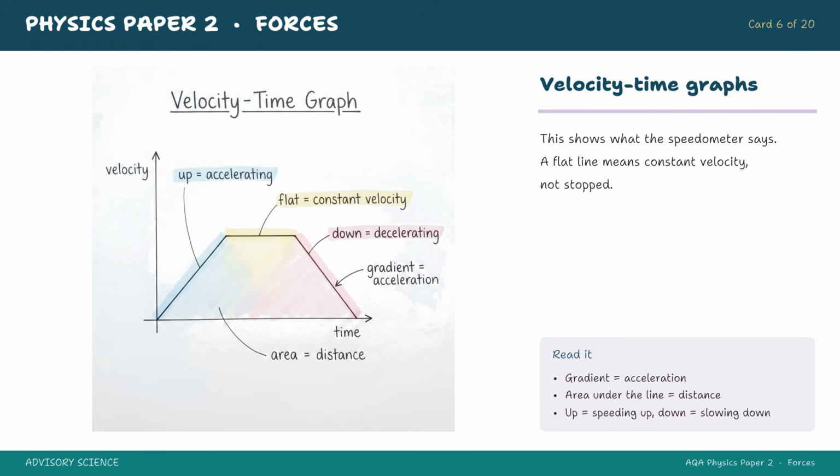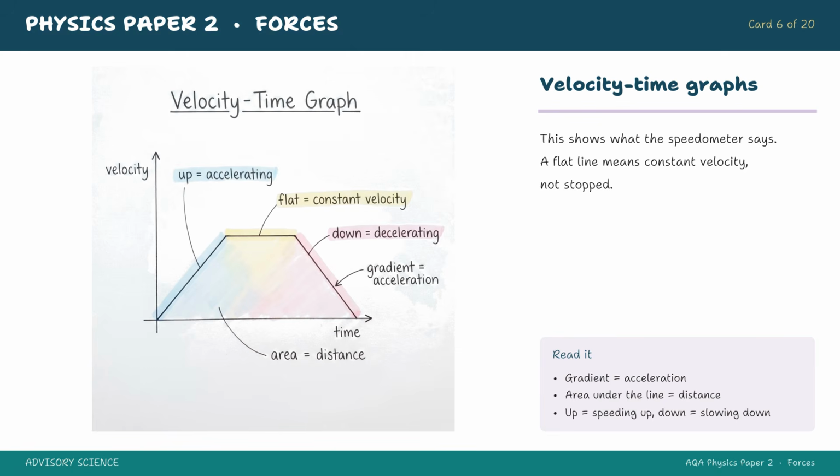A straight diagonal line upward shows constant acceleration. You're stepping on the gas pedal and steadily speeding up. A diagonal line downward shows deceleration. You're stepping on the brakes and steadily slowing down. The gradient of any line on this graph gives you the acceleration.